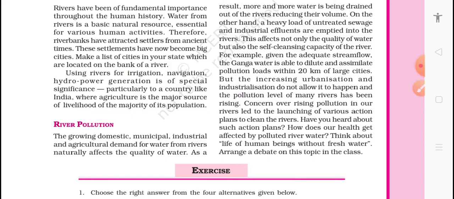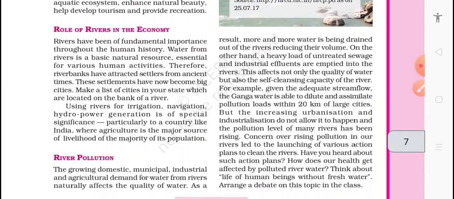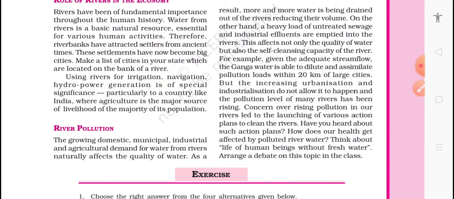River pollution. Our country and even the world face the major problem of river pollution. The growing domestic, municipal, industrial and agricultural demand for water from the rivers naturally affects the quality of water. As a result, more and more water is being drained out of rivers, reducing their volume. On the other hand, a heavy load of untreated sewage and industrial effluents is emptied into the rivers. This affects not only the quality of water but also the self-cleaning capacity of the river.